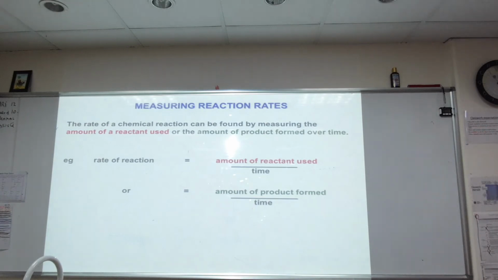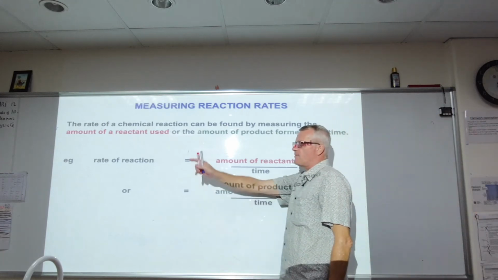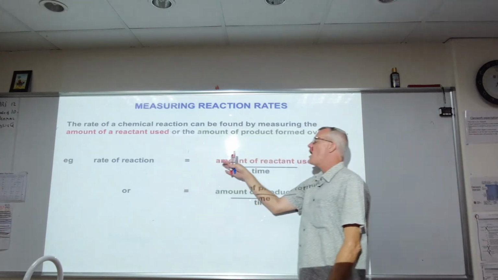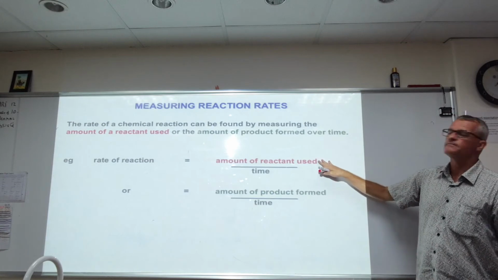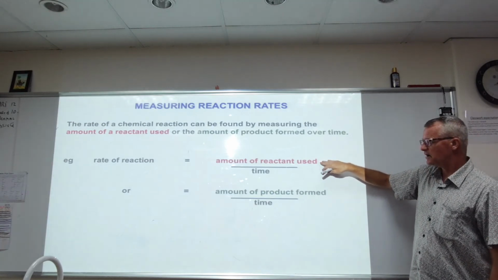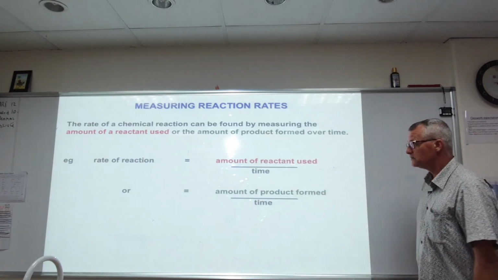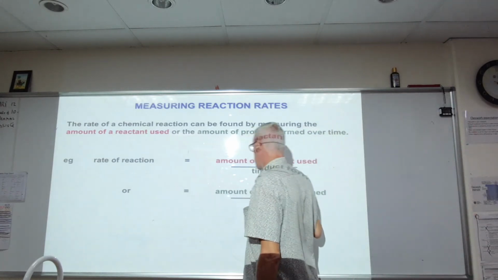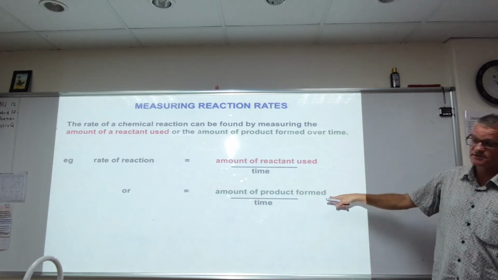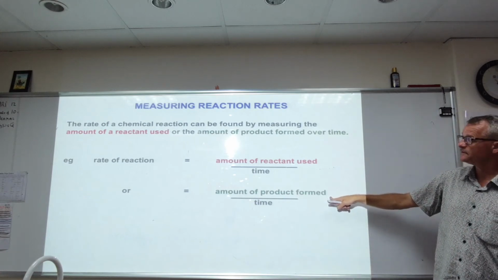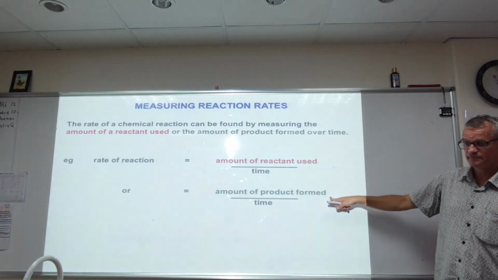Now, this is interesting to know. How can you measure the rate of reaction? There are different ways to measure the rate of reaction. You can look at how much of the reactants are used over the time. Or you can look at the amount of products that have been produced over the time. Okay?